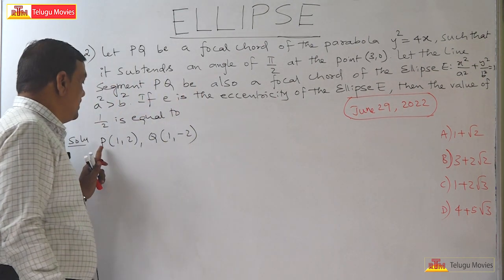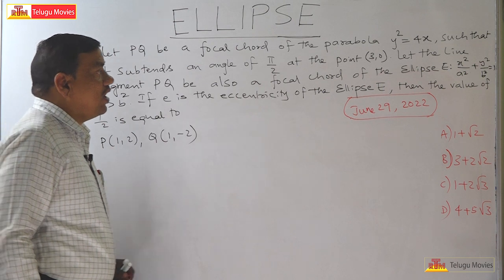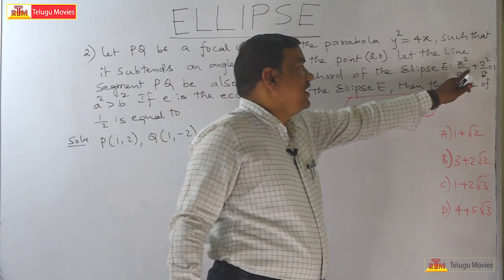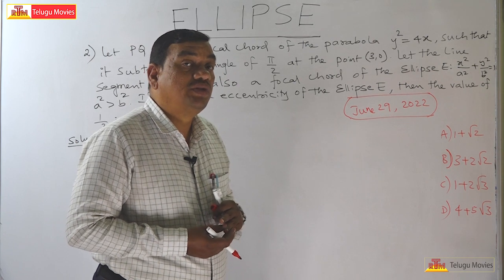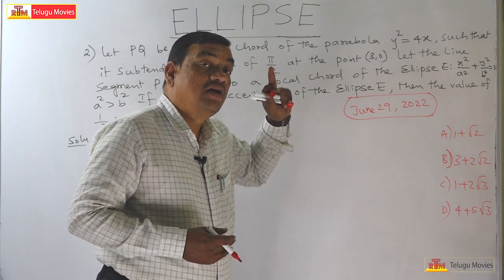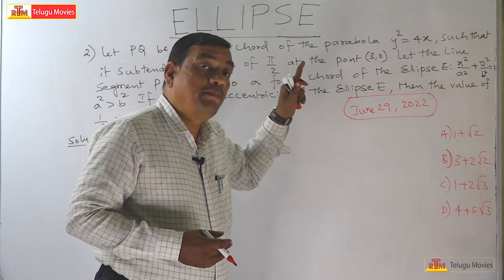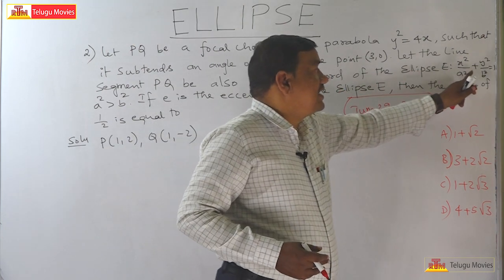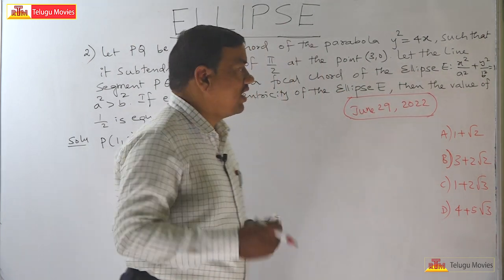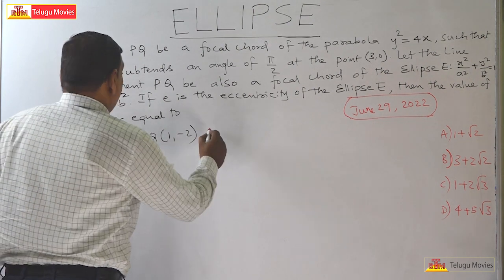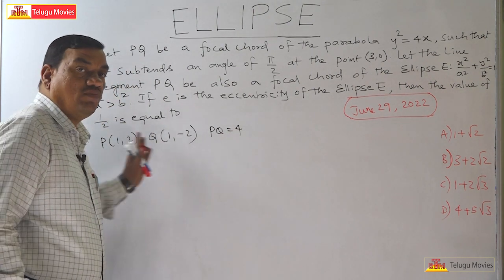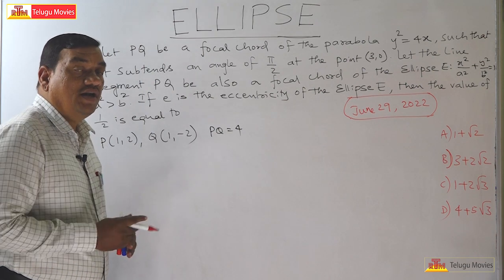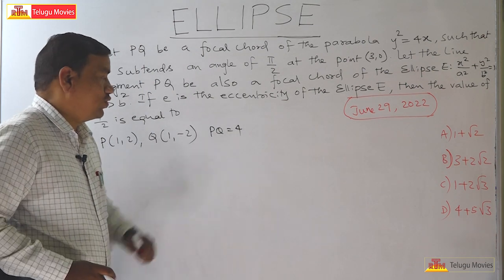Here it is given that PQ is the focal chord of the ellipse. If you observe here, it is perpendicular to the x-axis. Already it is the latus rectum of the parabola, therefore it is also a latus rectum of this ellipse. So, what is the length of this PQ? PQ length is nothing but 4. So, the length of the latus rectum 4a, already we got a is equal to 1, that is equal to 4.